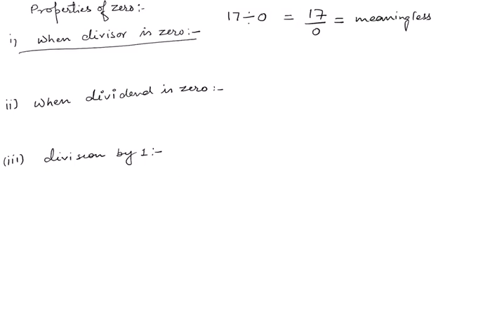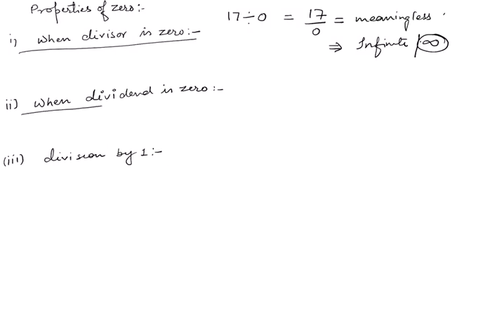Meaningless means it will give you an infinite answer. Infinite answer means which is not defined, and if you want to represent it with a symbol, then you can use this. This is the symbol of infinity. So for any number, whether it is a whole number or any natural number, when you divide by 0, you will get a meaningless answer.